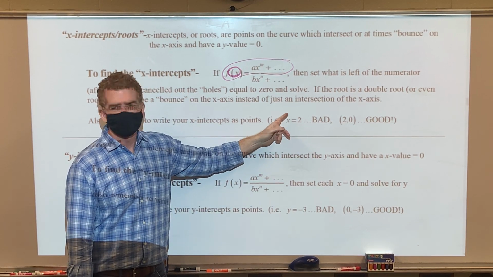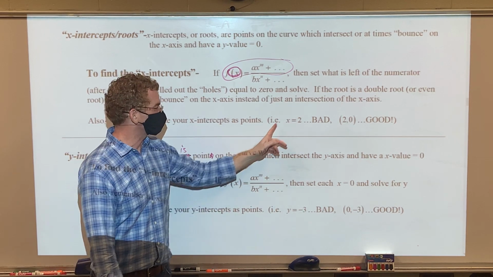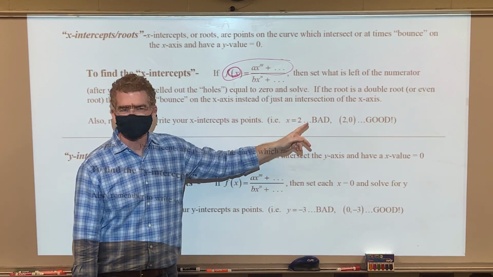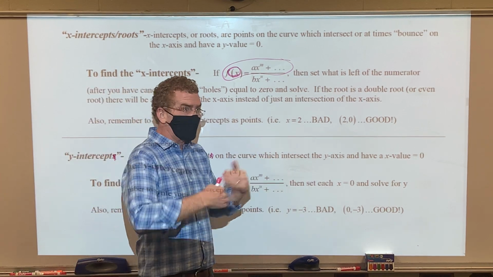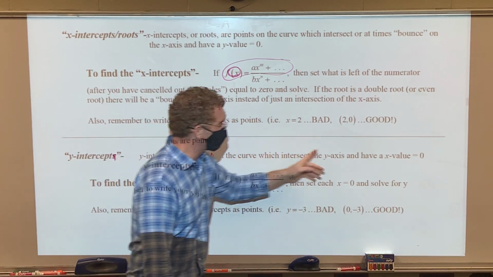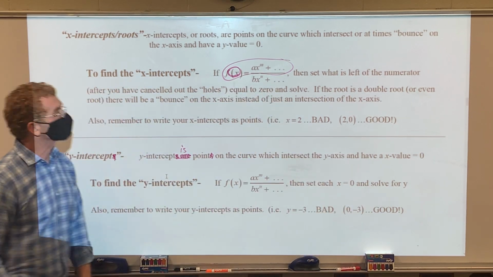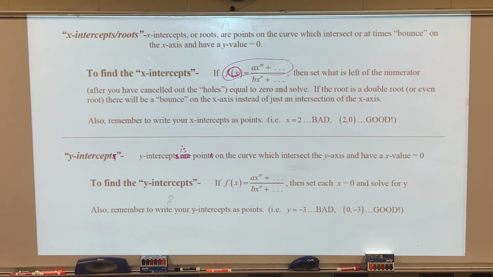Could be mistaken for a line. But if you said, hey, the x-intercept is x equals 2, people will know what you're talking about if you clarify that. So if the question asks it, but if you're ever writing them, I think it's better to write them as a point.